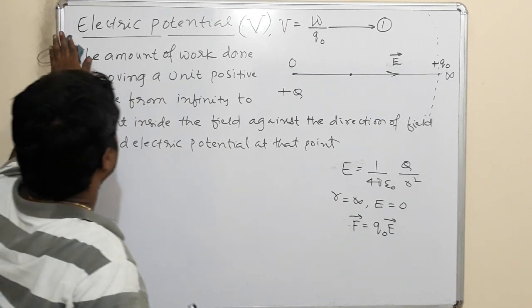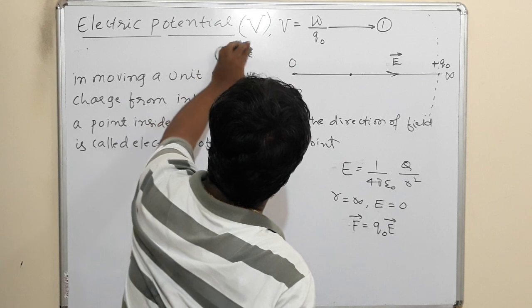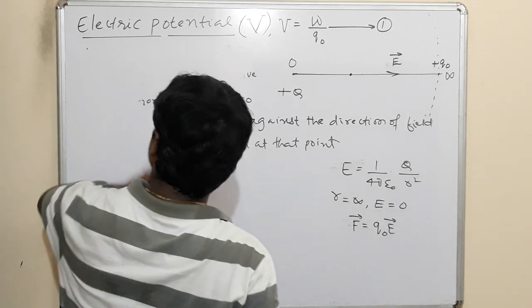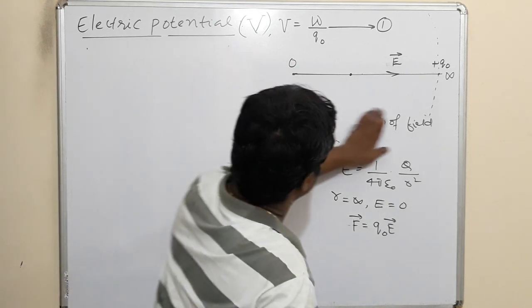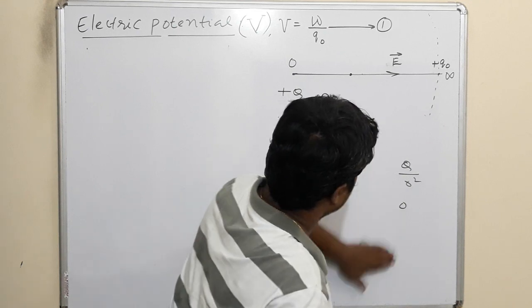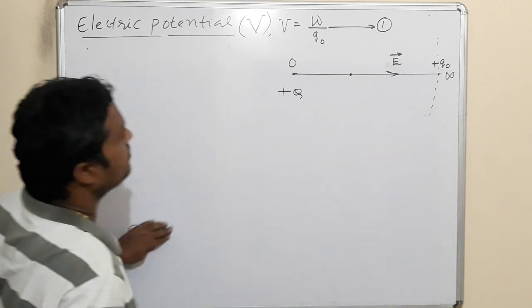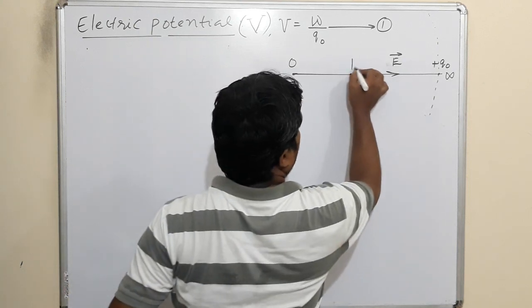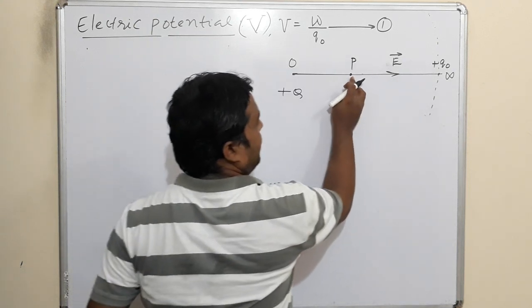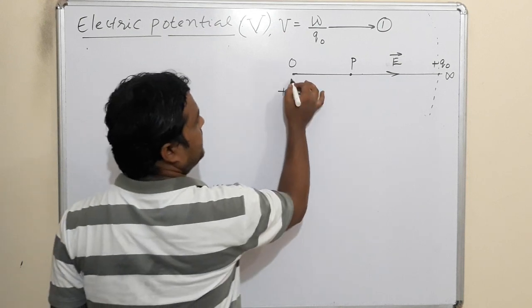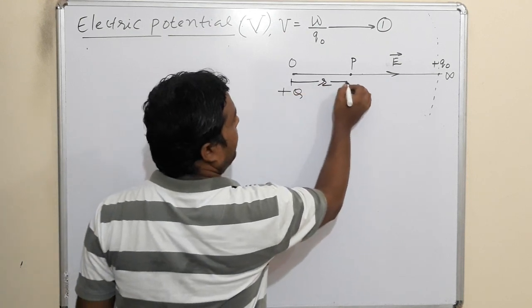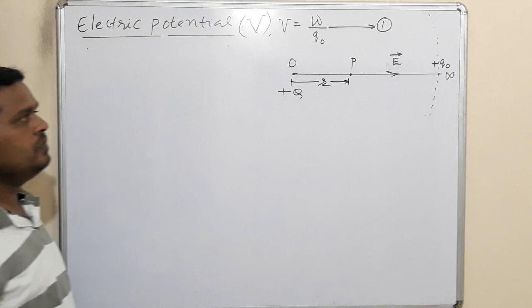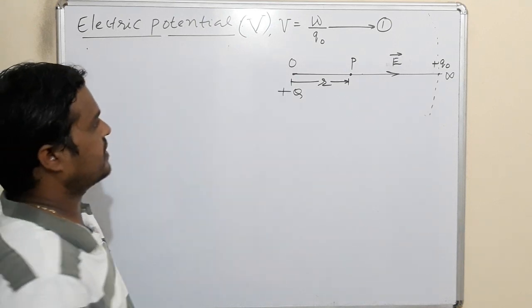Okay, then see how to derive the expression. Let us say I want to derive the expression for electric potential due to this charge at this point, which is situated at a distance r.